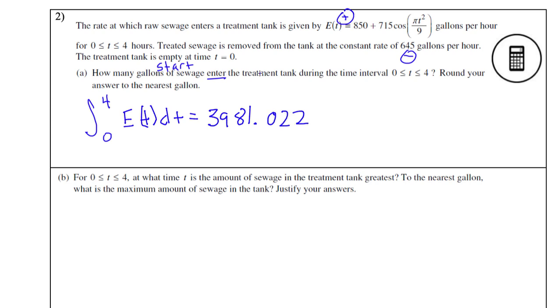So we found the amount to enter, but it says round to the nearest gallon. So if I'm rounding this to the nearest gallon, then my final answer is just 3,981 gallons of sewage.